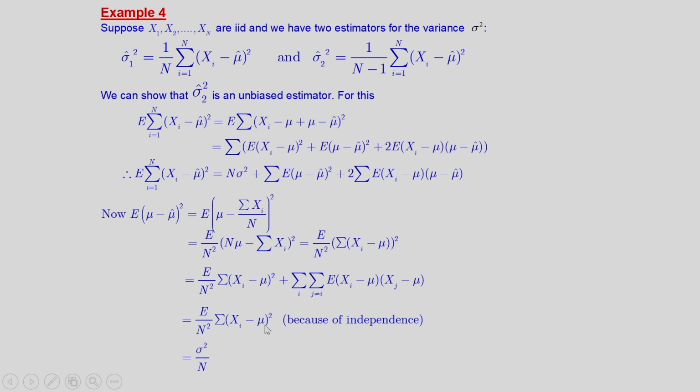Because each is identically distributed, the variance will be the same for all xi's, and E of (xi minus mu) whole square will be sigma square. So we will get n sigma square divided by n square, that way it will be sigma square by n. So this is an important observation, therefore E of (mu minus mu hat) whole square is equal to sigma square by n. This result will be used later on also, we have to remember this result.